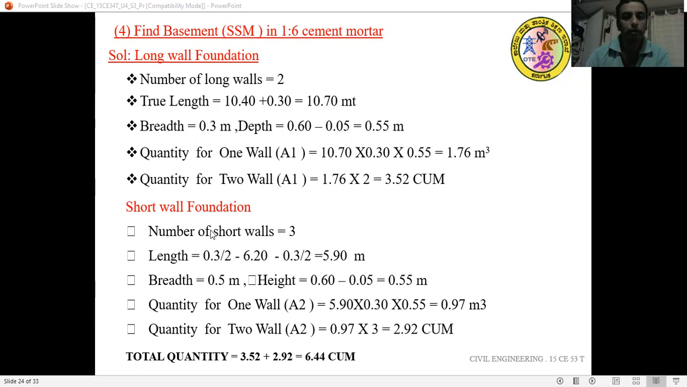Similarly, you have to calculate the short wall for the same basement size stone masonry. Number of short walls is equal to 3, and 6.2 minus 0.3 gives 5.9 meters, the true length of the wall. By knowing the breadth and height, you will get 0.97 meter cube for one wall and 2.92 meter cube for three walls. The total quantity of size stone masonry for the basement is obtained by adding the long wall quantity and short wall quantity. You will get 6.44 cubic meter as the total quantity of basement size stone masonry.